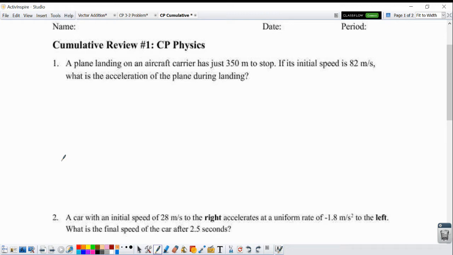All right, so we're going to go ahead and work on cumulative review number 1. A plane landing on an aircraft carrier has just 350 meters to stop. If its initial speed is 82 meters per second, what is the acceleration of the plane during landing?